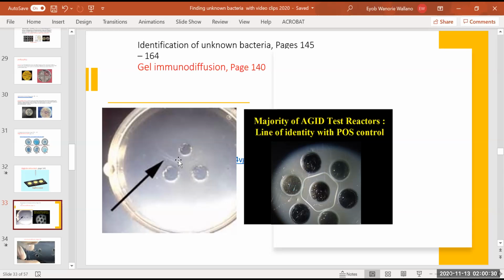Very interesting. Precipitation. So they note with this one, there is none. If this is antigen and this is antibody, this antibody is not recognizing this one. If it is an antigen also, it doesn't recognize it. Very good. So for this reason, we call it gel immunodiffusion.